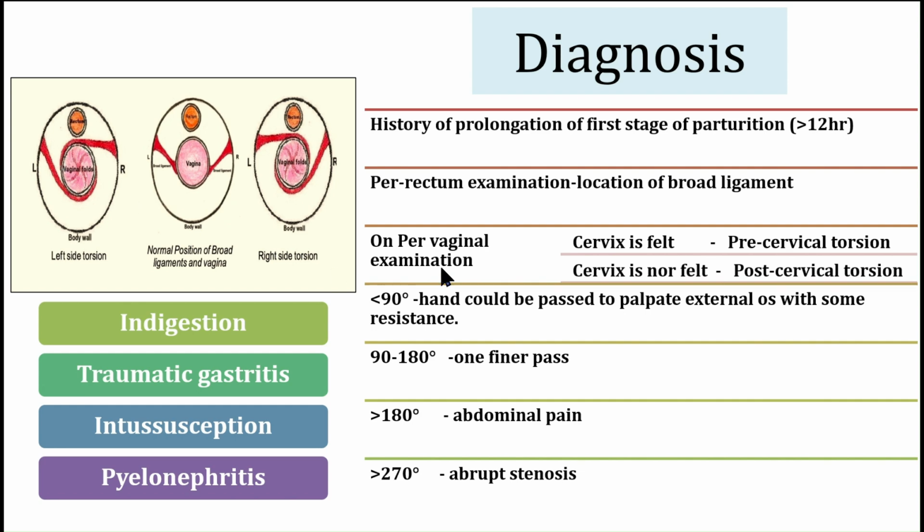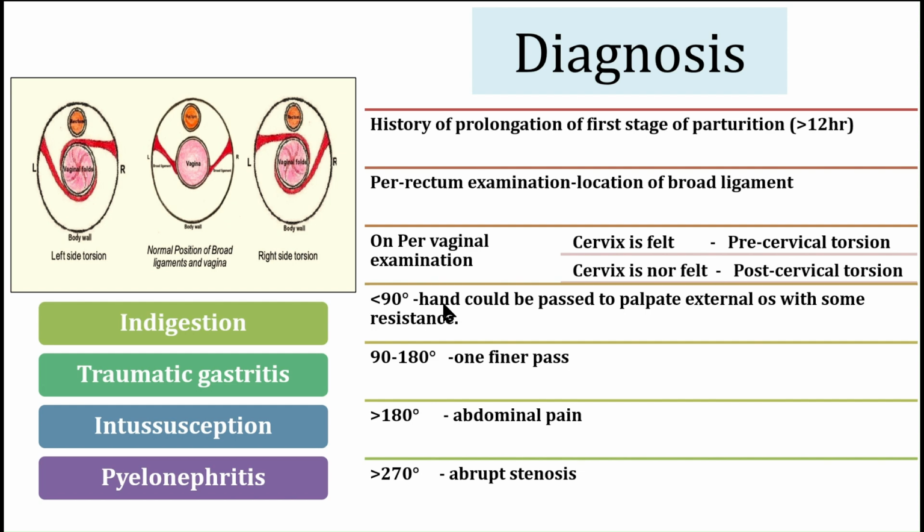And if it is left side uterine torsion, you will find a depression in the broad ligament on the left side. Apart from that, on per vaginal examination, if you can palpate the cervix, it will be pre-cervical torsion. If you are not able to go up to the cervix, you may consider it post-cervical uterine torsion.